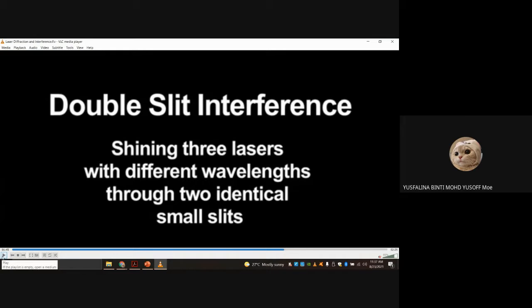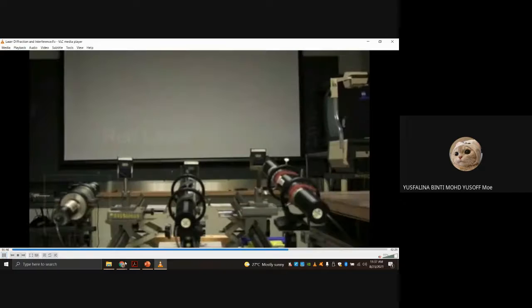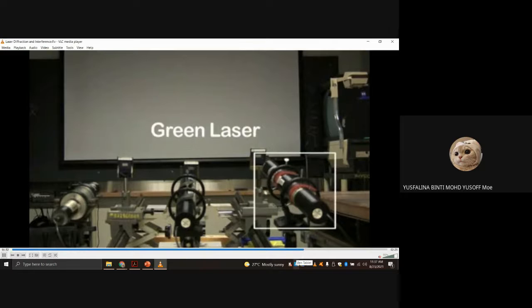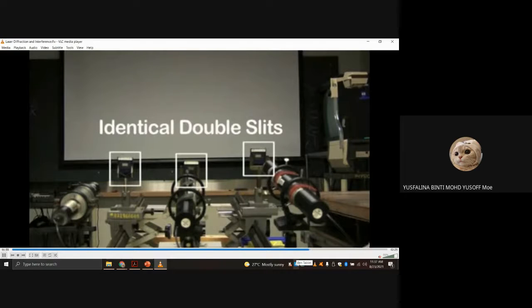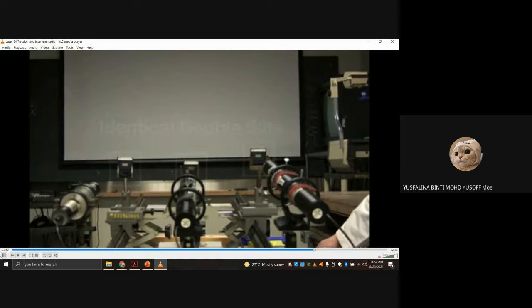Double slit interference. So let's see this video. They use a red laser, yellow laser, and also green laser. This one is the identical double slit. So they use three different colors here, but the distance of the slit is the same.